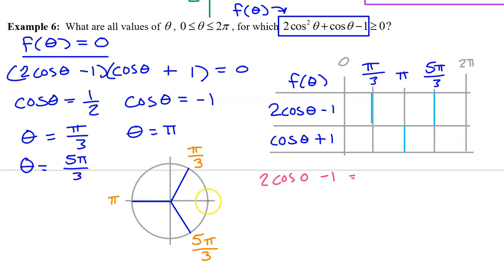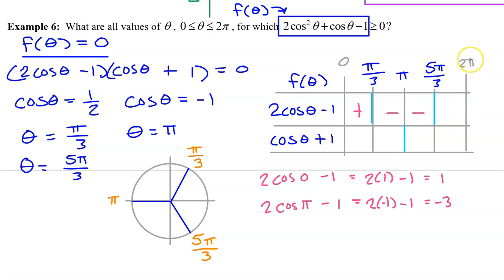It's the x value right here. So this will be 2 times 1 minus 1, which is positive 1. So this first factor is positive in this interval. In the middle interval, we can use pi as a test value. So we have 2 times cosine pi minus 1. Cosine is the x value, and at pi, the x value is -1. So we have 2 times -1 minus 1. Well, this is -2 minus 1, which is -3. So this factor is negative in this interval.